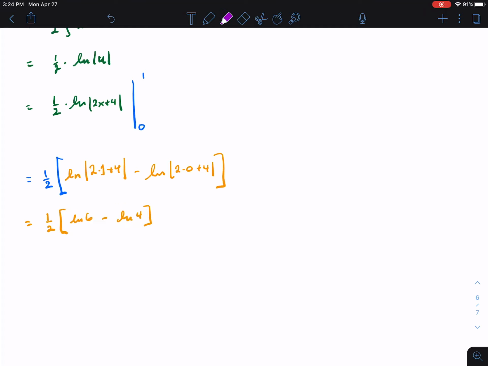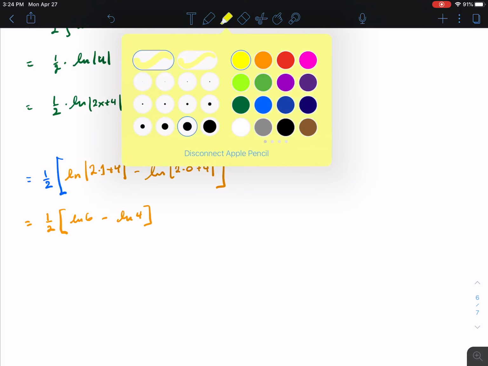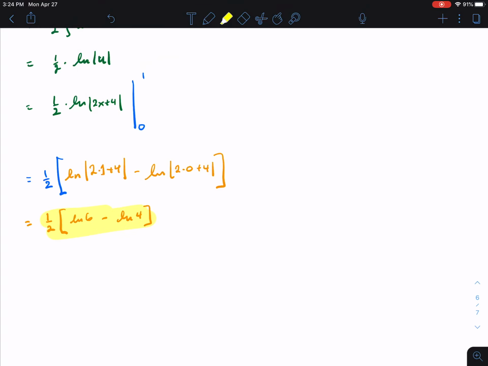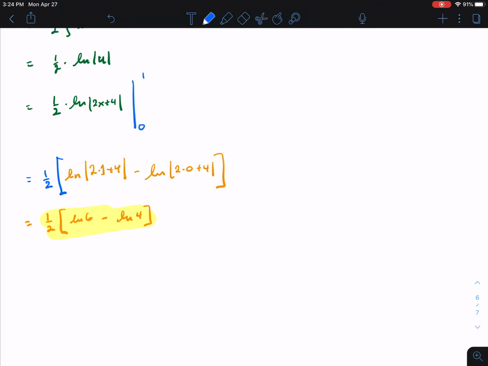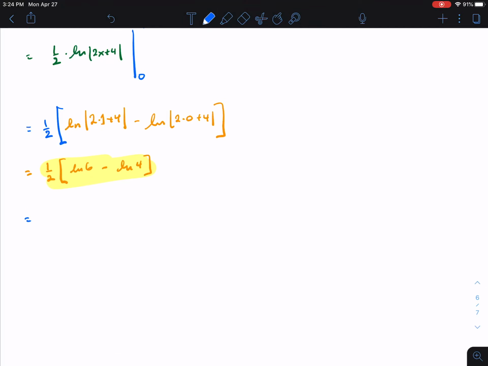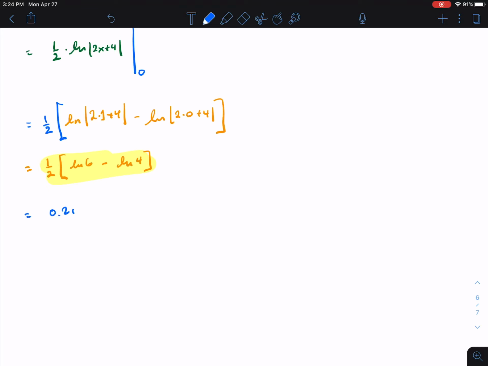I don't mind. However, you can simplify this further, or if you prefer this to be in decimal, you can plug this into your calculator and get the answer. So I believe if you do this correctly, the answer would be around 0.203. Okay.